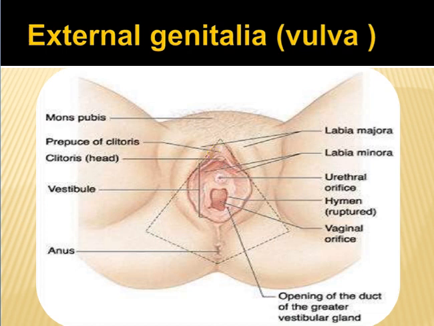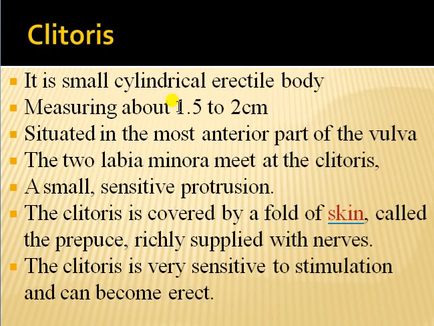It is present in the most anterior and superior part of the vulva. The two labia minora, not majora, meet at the clitoris, so they are joined at the end. There the clitoris presents as a small sensitive protrusion. The clitoris is covered by a fold of skin called the prepuce. See, the clitoris is covered by two small folds of skin.